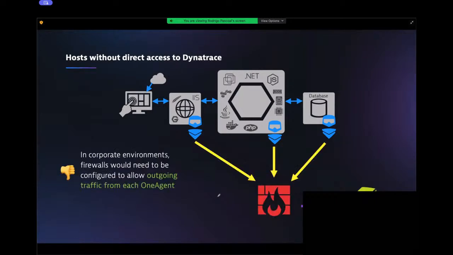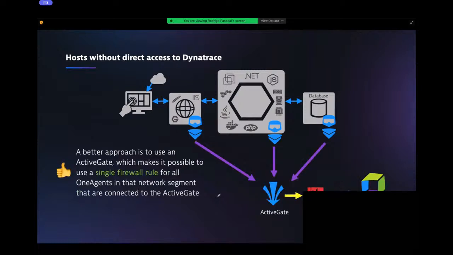Yeah, I talked about this: firewalls, of course, make it very easy, because in that way you just have local communication between the agents and the ActiveGate, and then you just have one point to get through.